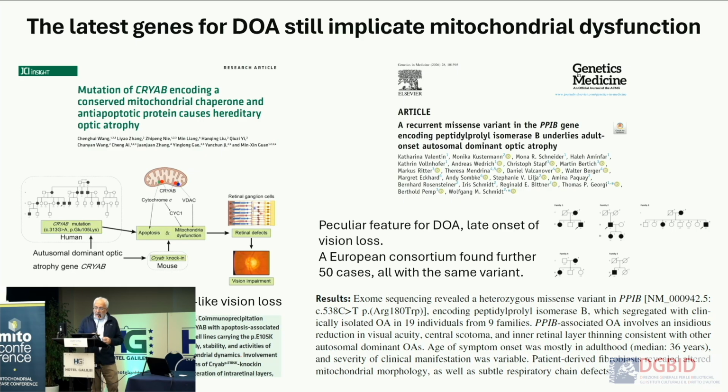And this is again dominant optic atrophy. And again, there is a peculiar clinical feature, which is late onset. So dominant optic atrophy is remarkable for being a childhood disease. The onset is usually before 10 years of age. And these patients actually have a slow deterioration after 30 years of age.